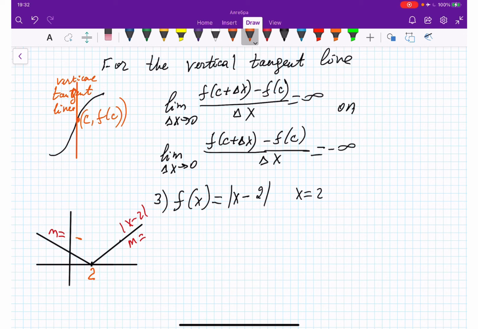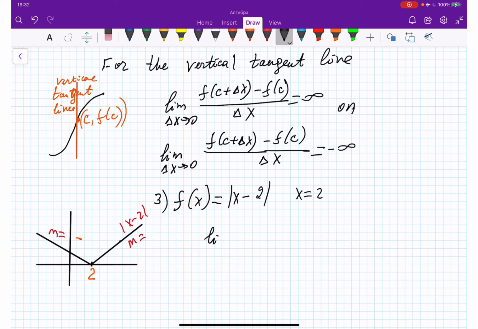And why are we taking these two sides, positive and negative? Because it's absolute value. Absolute value, one part is positive, but another part is negative, right? All right. So, therefore, this is the reason we are going to look from both sides, approaching 2 from the negative side and approaching 2 from the positive side.